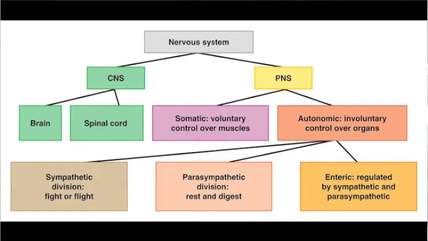Okay, so there are two main divisions of the nervous system. There's the peripheral nervous system and the central nervous system. The central nervous system is broken into the brain and the spinal cord. The peripheral nervous system is broken into the somatic and the autonomic. The somatic carries signals to and from the skeletal muscles. It's a response to external stimuli, while the autonomic regulates the internal environment with the smooth and cardiac muscle.